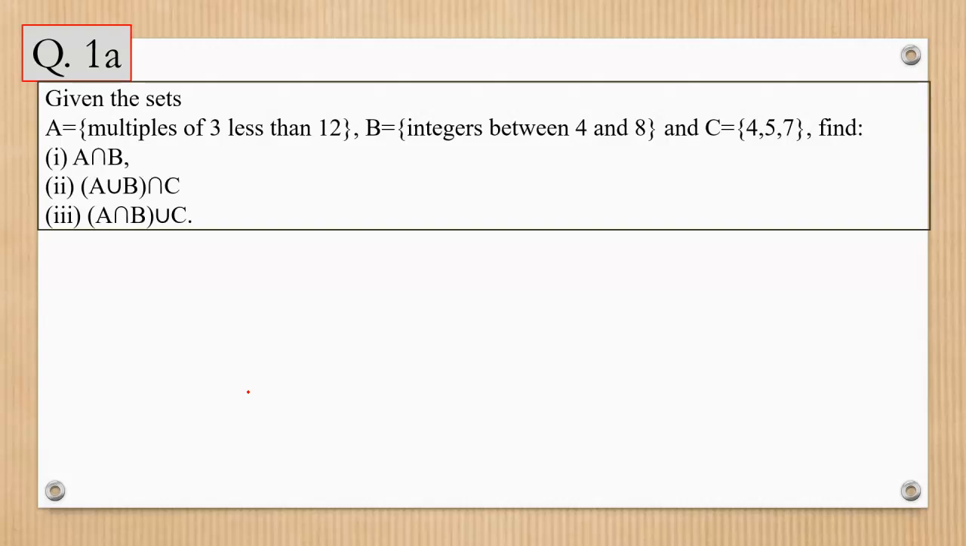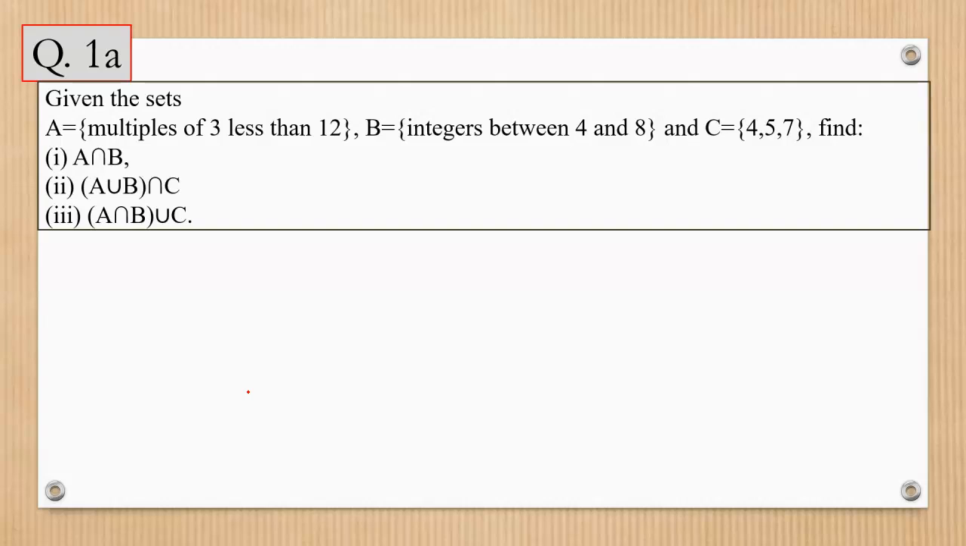Question number 1A. Given the set A is a multiple of 3 less than 12, B, integers between 4 and 8, and C, the numbers 4, 5, and 7. We want to find 1, A intersection B, 2, A union B all intersection C, and then 3, A intersection B all together union C.